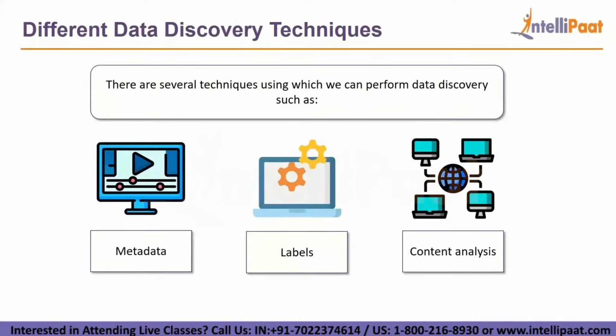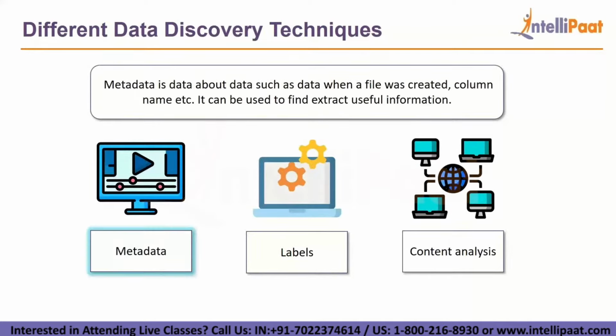So there are several techniques which you can use to perform data discovery, such as metadata, labels, and content analysis. Data discovery using metadata is especially useful because many companies use this. Now, metadata is data about data, such as when a file was created, when a column name was created, the last time these things were edited, the last version of the file, who created the file, and when the file was last modified. There's a bunch of data about a file that could be considered useful information for the data discovery process.